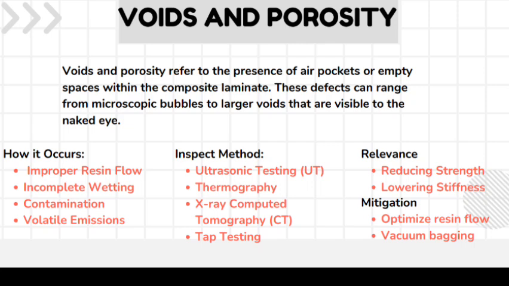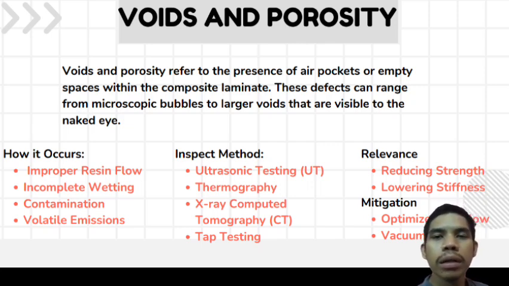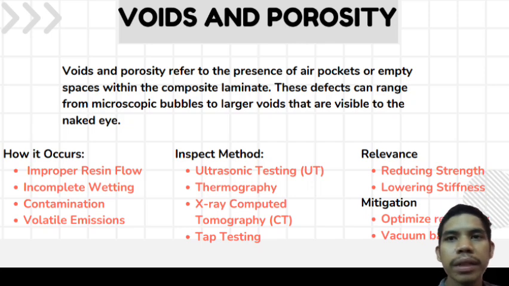Relevance is the impact on performance. Reducing the strength: voids act as stress concentrators, reducing the overall strength of the laminate. Lowering stiffness: increased porosity can lead to reduced stiffness and elastic modulus.